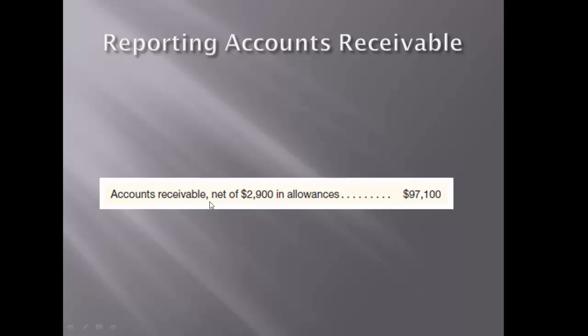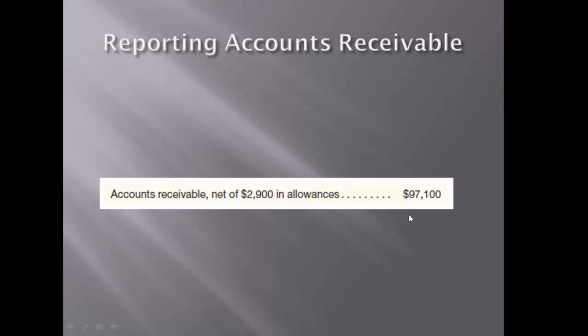For the accounts receivable reported here as 97,100, it actually means that the gross or total accounts receivable is 100,000 less the estimated allowance for uncollectible of 2,900. We subtract that, gives us 97,100 as the net AR or accounts receivable we expect to collect. So it's the net amount, again, that is reported in the balance sheet.